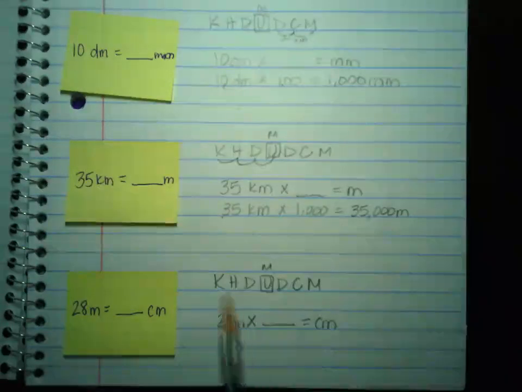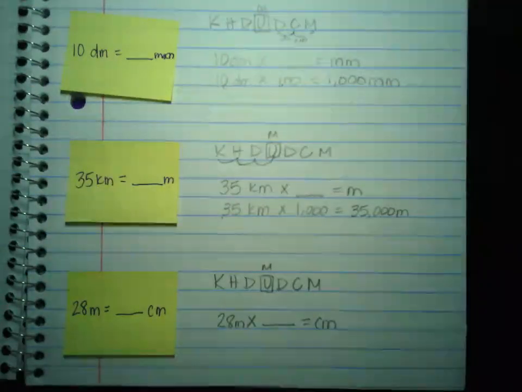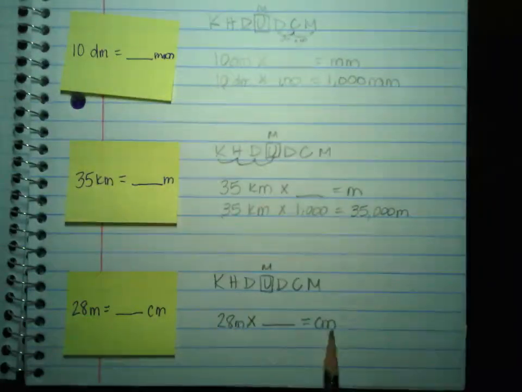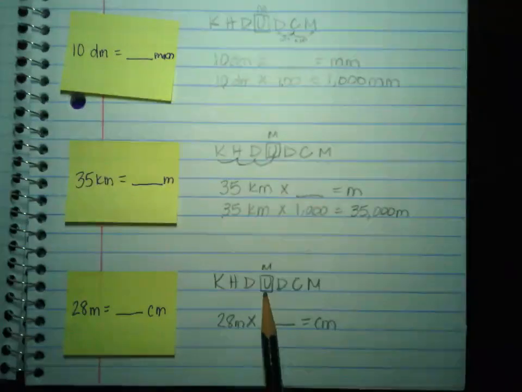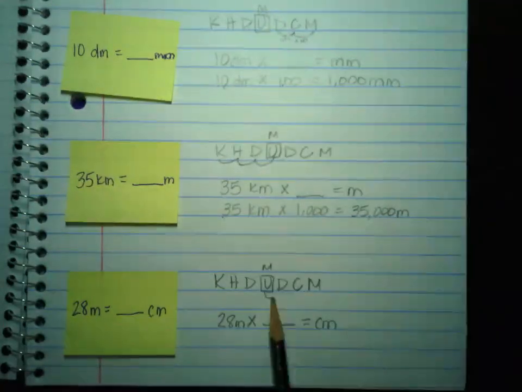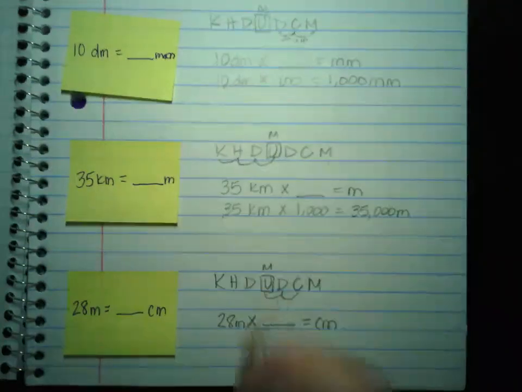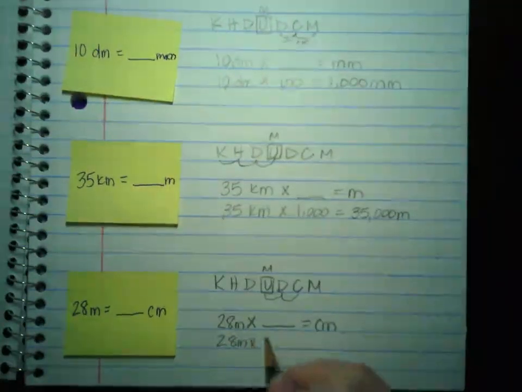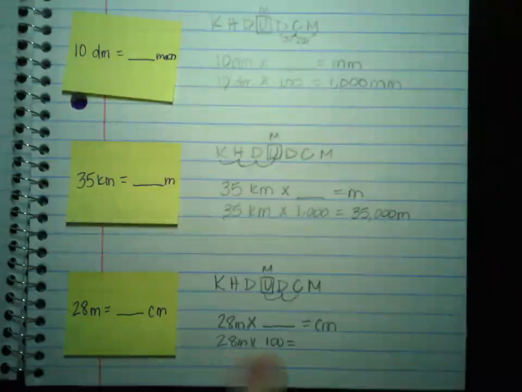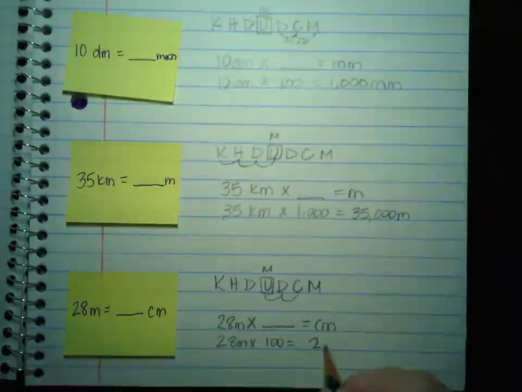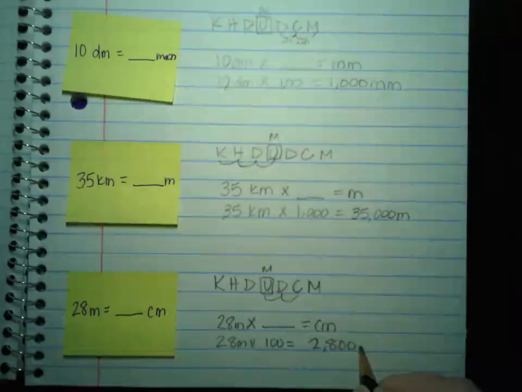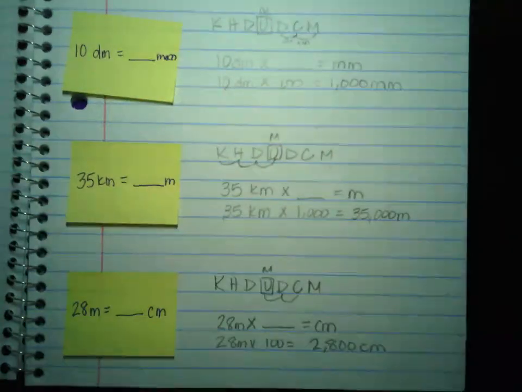Okay, now use your chart here, your metric chart, that's what I call it, a metric chart, to figure out, well, how many times are you going to have to jump from meters to centimeters? Here's your meters because it's your unit. This is centimeters. So 10, 100. Well, what's 28 times 100? 2,800 centimeters.